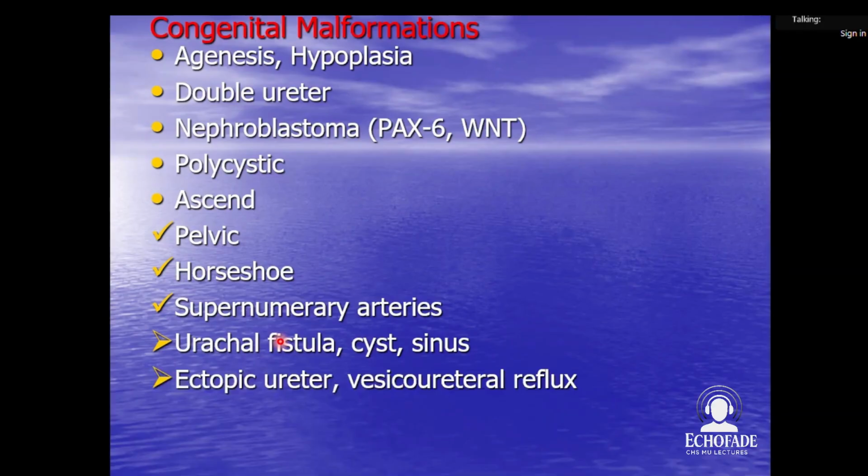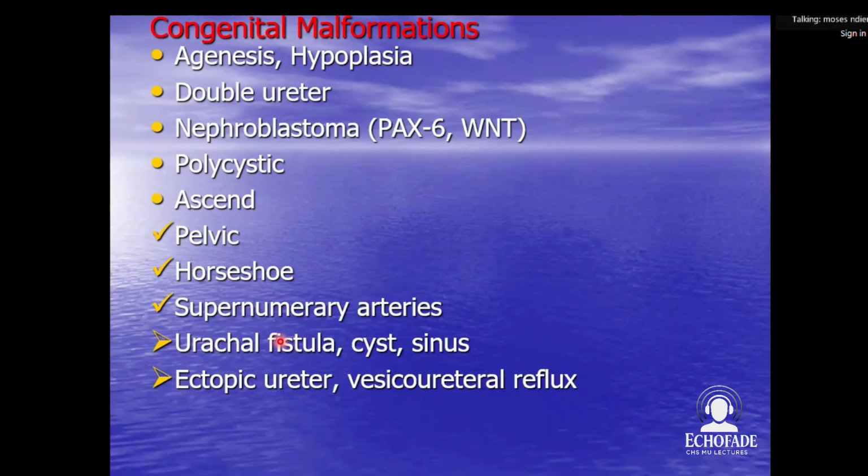Ectopic ureter. That's what, when you have a supernumerary ureter, extra ureter, double ureter, the other one would not necessarily open into the bladder. It might open into the vagina, into the labia. So that becomes ectopic ureter.